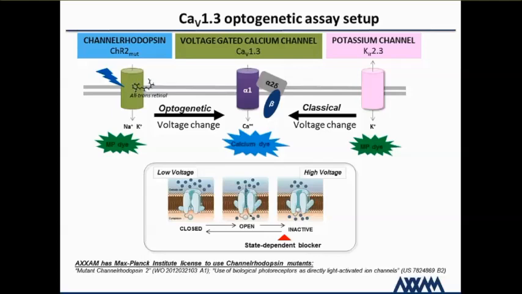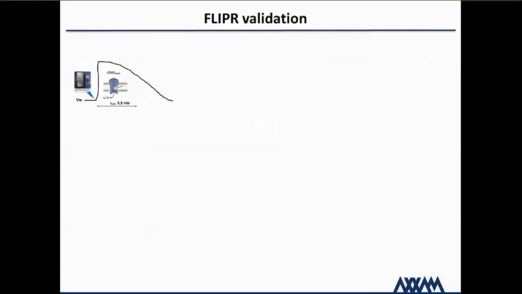And due to the important potentialities of these optogenetic tools, AXXAM decided to acquire the license to use Channelrhodopsin mutants according to the published patent documents. The FLIPR validation of this assay included 2 different steps.